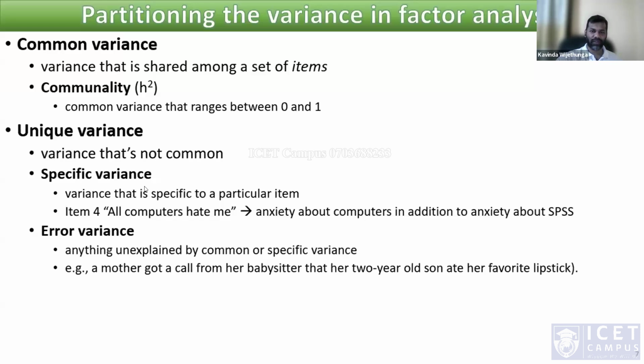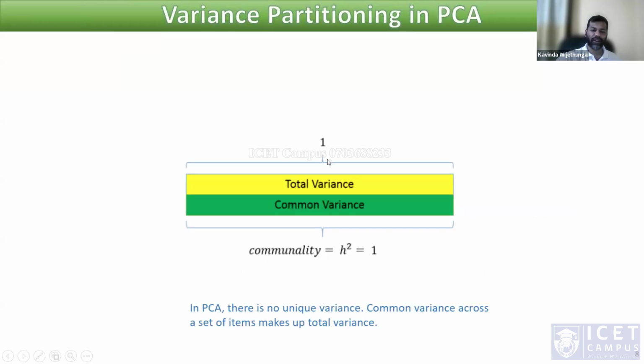So then, variance partitioning in principal component analysis. Here the total variance we can take as 1. And communality is equal to the square of the communality, so it is also equal to 1. In principal component analysis, there is no unique variance. The common variance across a set of items makes up the total variance.